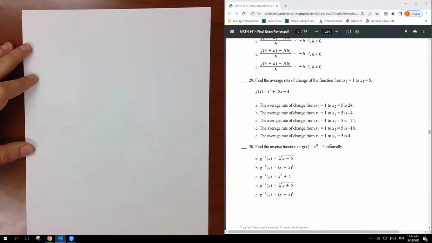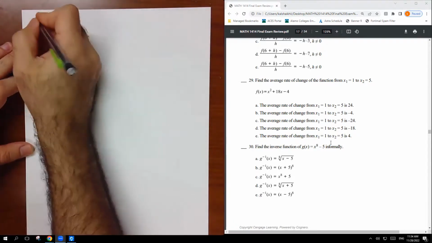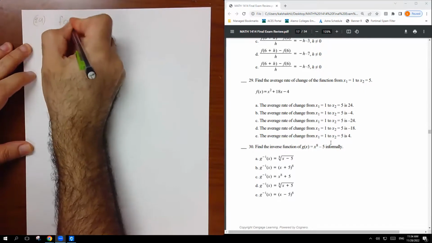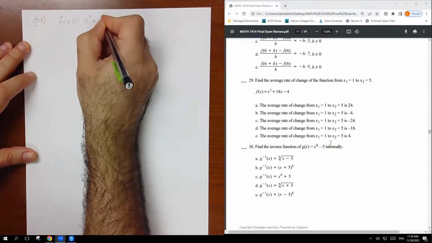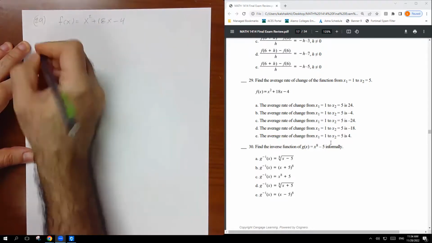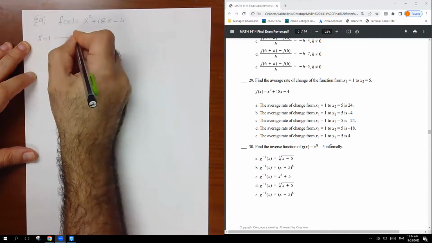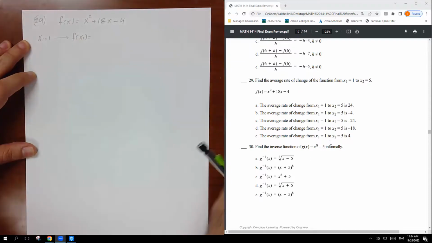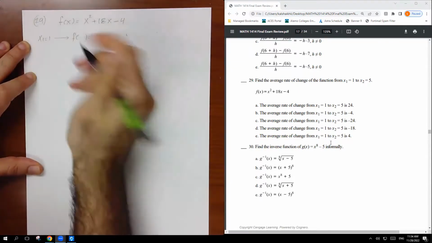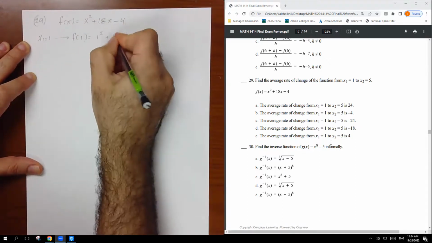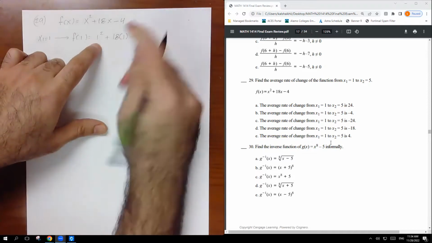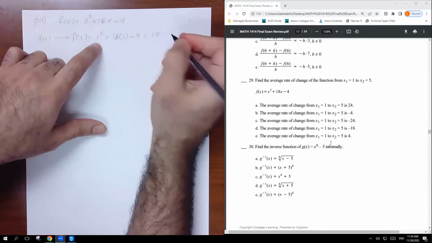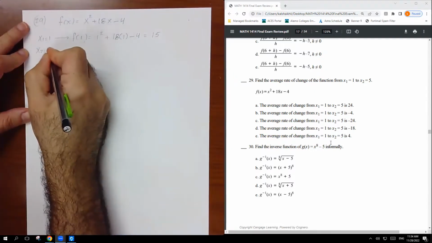For 29, we need to find the average rate of change of the function with x1 equal 1 and x2 equal 5, and we have f of x equal x squared plus 18x minus 4. So when x1 equals 1, let's find y1, which is f of 1. It's going to be 1 squared plus 18 times 1 minus 4. So it's going to be 1 plus 18 is 19, minus 4 is going to be 15.